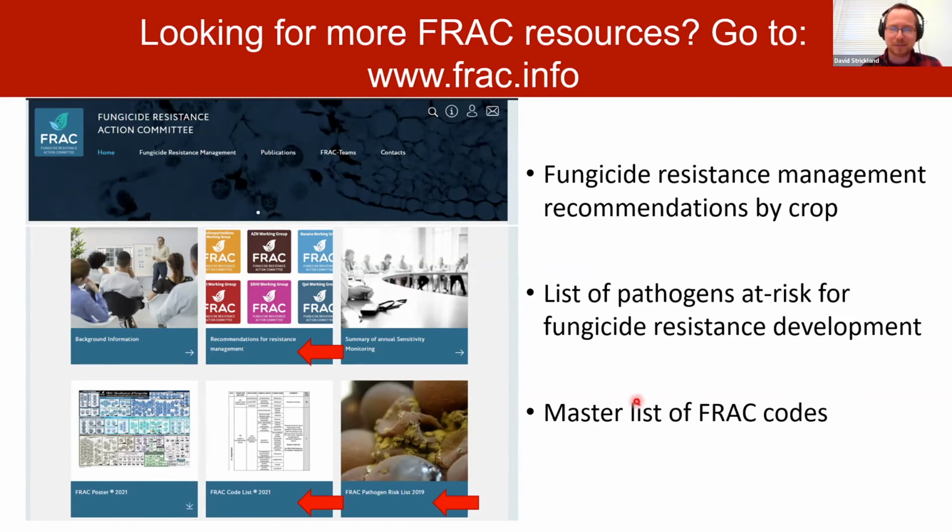Also, and most importantly, I'd say, you're going to find the FRAC pathogen risk code list right here. This is the master list of FRAC codes, which is going to break down all of the available fungicides by their FRAC code and by their mode of action, so you can make sure that you're rotating most effectively.